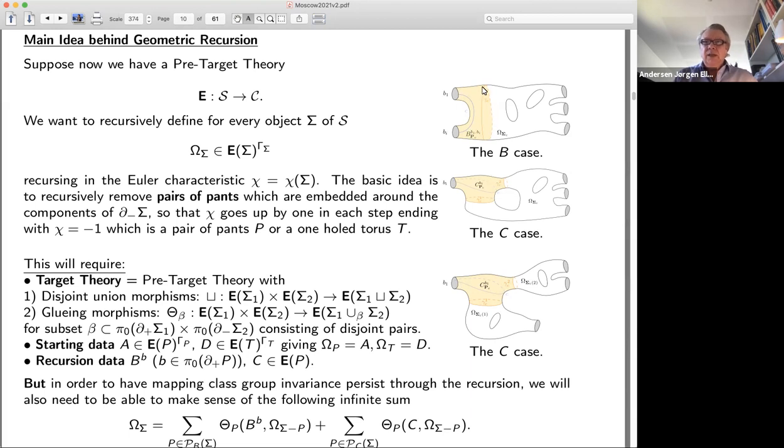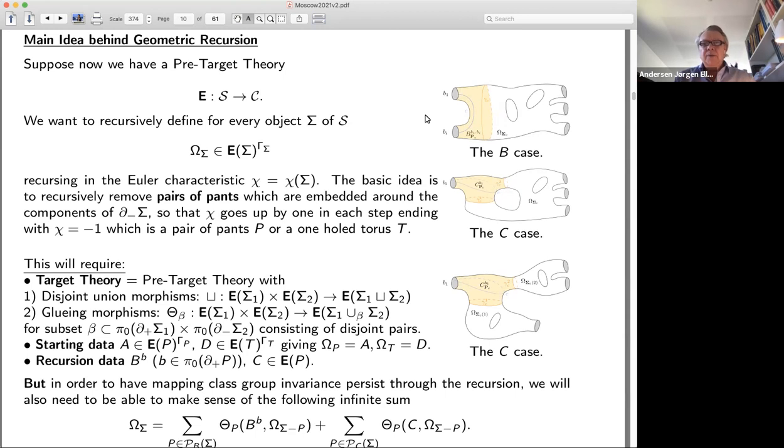So the basic idea is we take a pair of pants, we excise the pair of pants, so we cut out the pair of pants. Then the idea is that we have something assigned already to the pair of pants. We assume that what remains has Euler characteristic one bigger than what we started with. So we assume we already have built a vector for the remaining part, and then we somehow glue something assigned to the pair of pants and what's in the complement together, and then we sum over all possibilities.